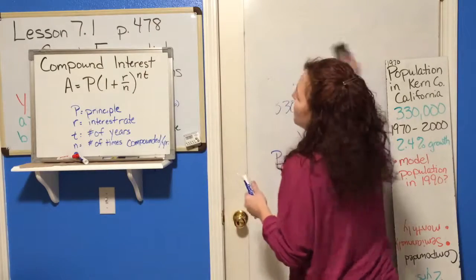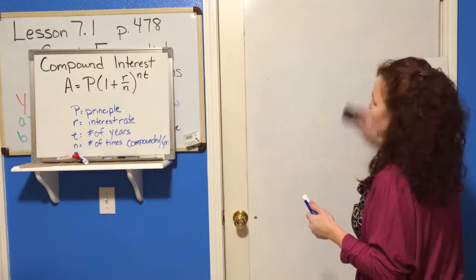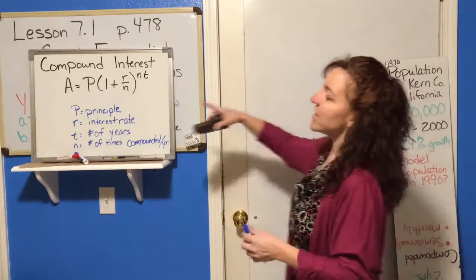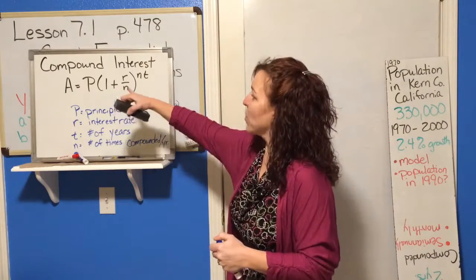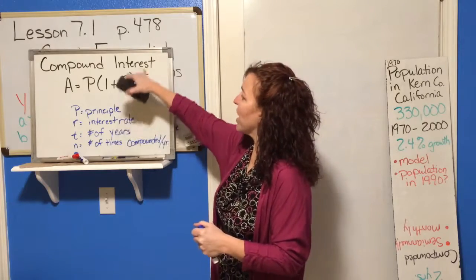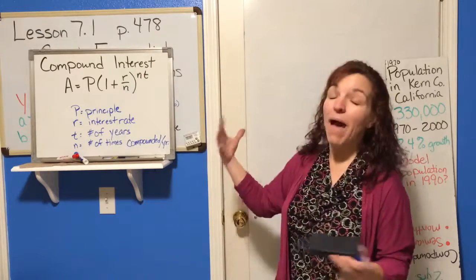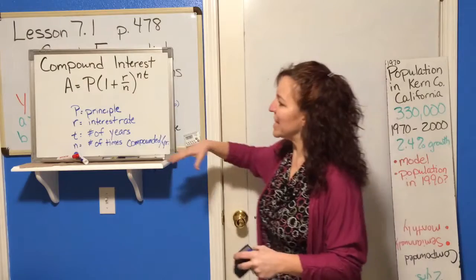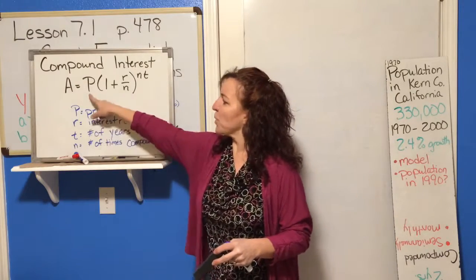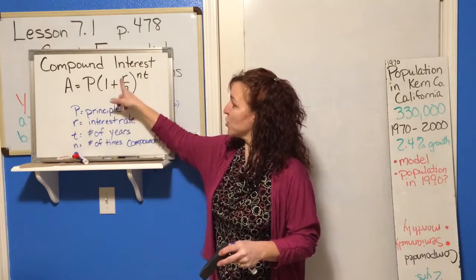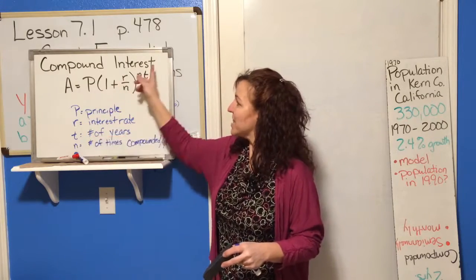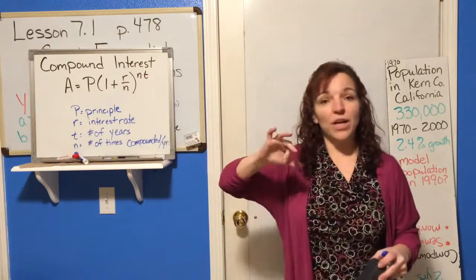All right. So for this one, the compound interest formula is A, which stands for the amount that you're going to have at the end of the allotted time. A equals P times (1 plus R over N), all to the NT power. That simply means this. You're going to take P as your principal, the amount of money that you start with. The R is the interest rate. And the T is the number of years. That's the same as with I equals PRT.